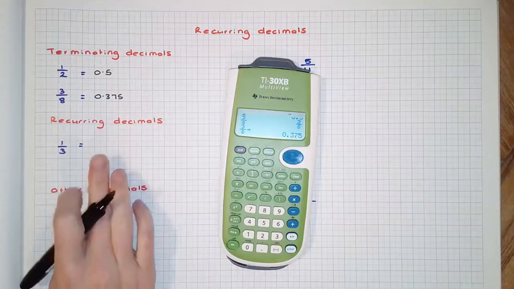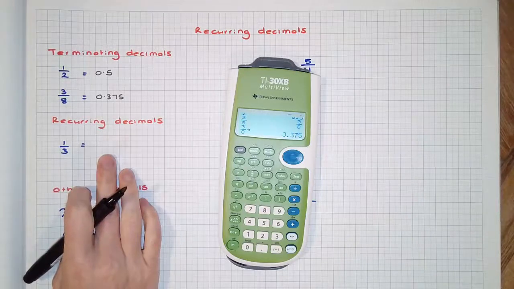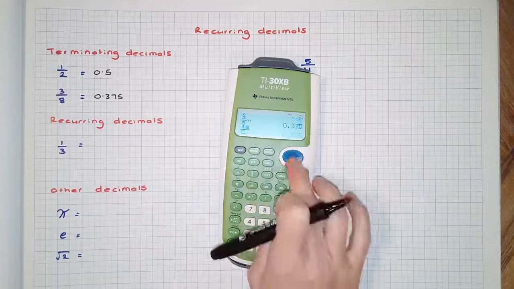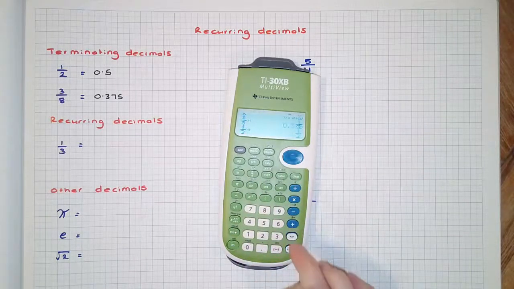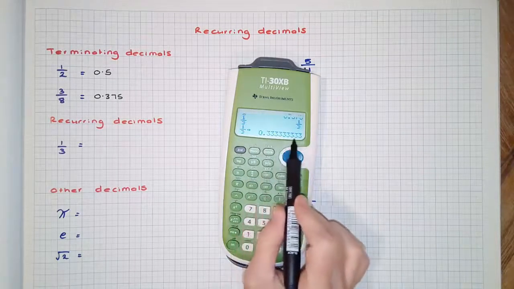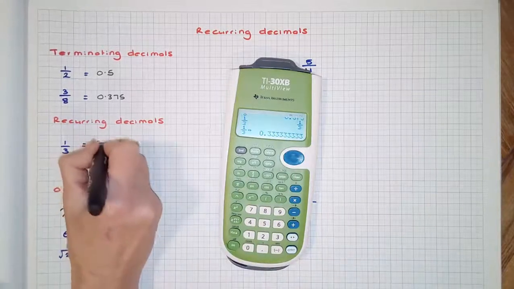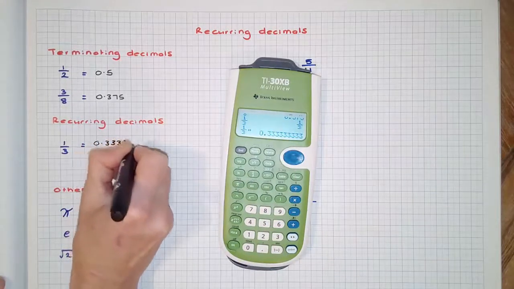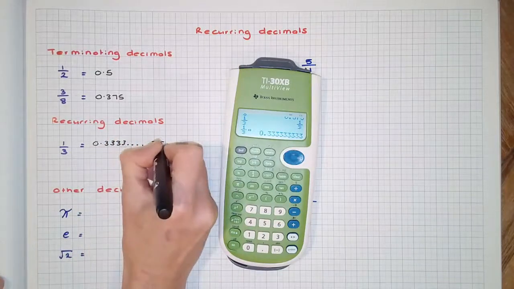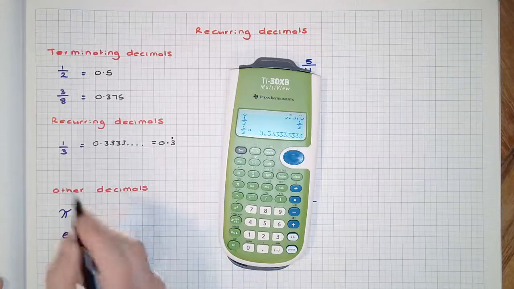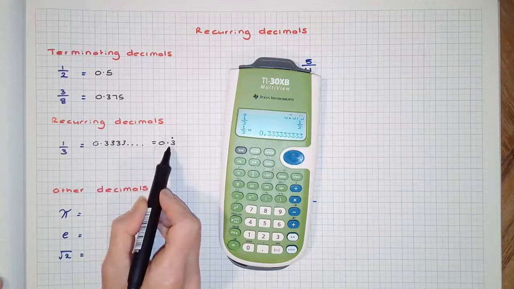A recurring or repeating decimal has an infinite repeating pattern. For instance, 1/3 is 0.333 and it continues in a repeating pattern. We write this as 0.3 with a dot above the first and last recurring digit.